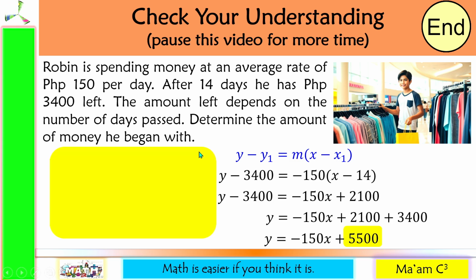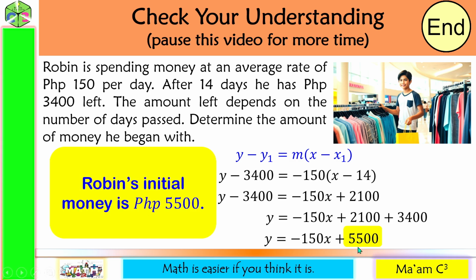Let us do a quick checking. 150 times 14 days of spending is equal to 2,100. We are going to subtract this from the beginning amount, which is 5,500, and it will give us 3,400. And it is correct because after 14 days, Robin is left with 3,400. So our answer, Robin's initial money is 5,500 pesos.